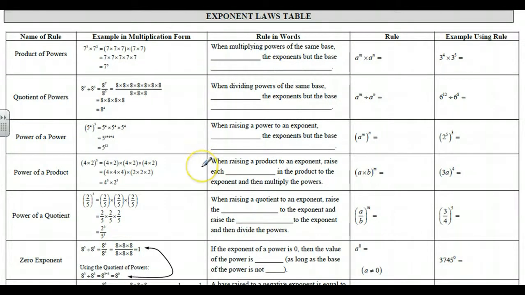Okay, so today we're going to look at the exponent laws. We're going to go through this table, fill it out, and then we're going to do some examples of exponent laws. So the first exponent law is the product of powers.